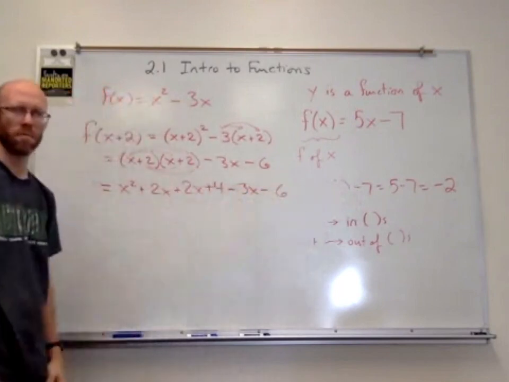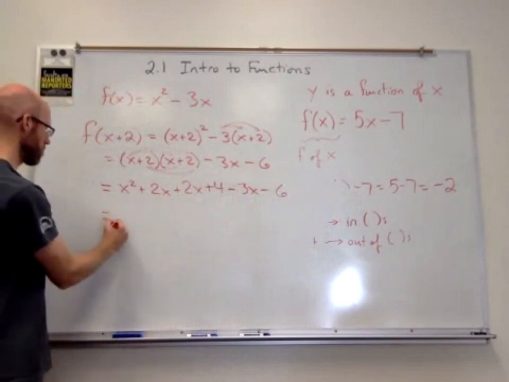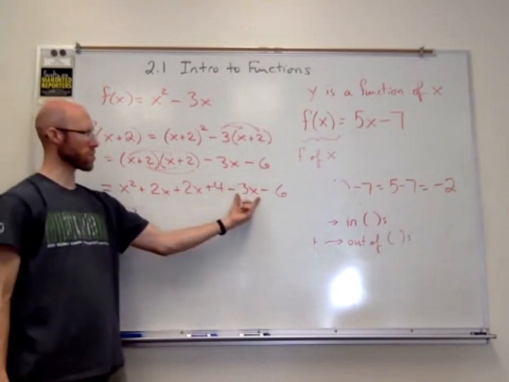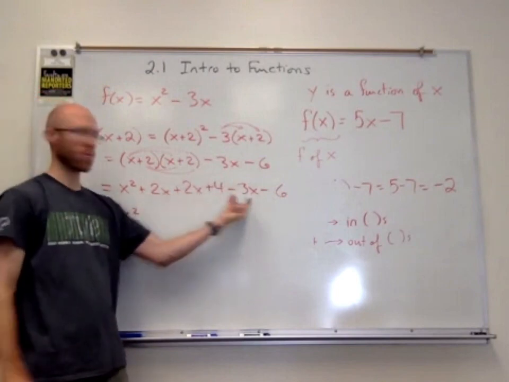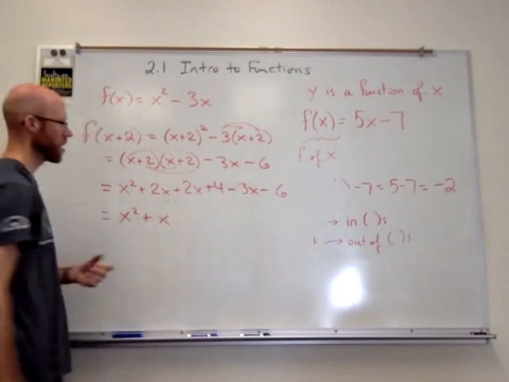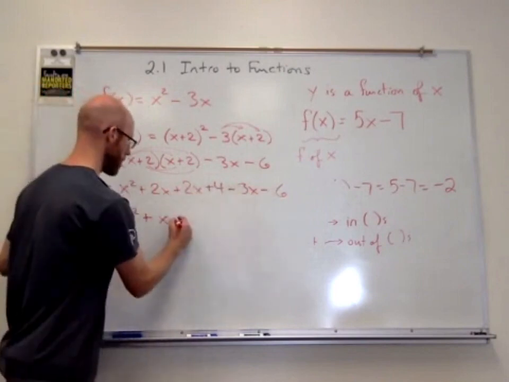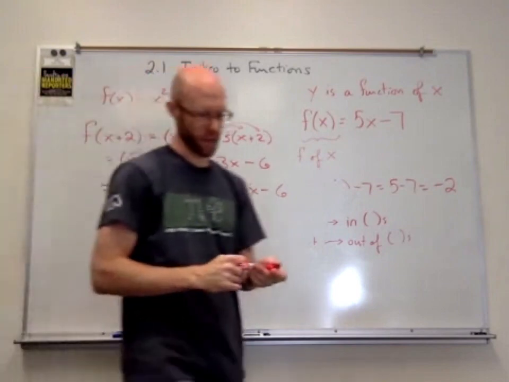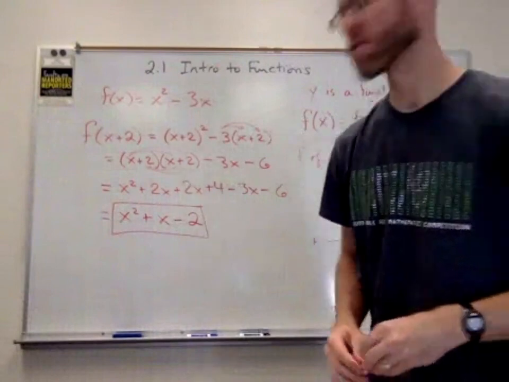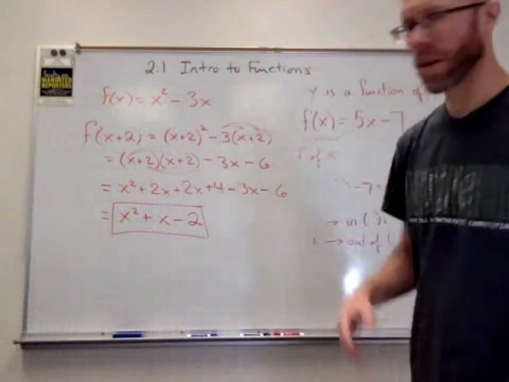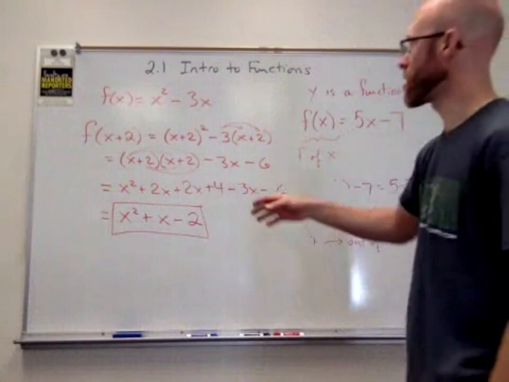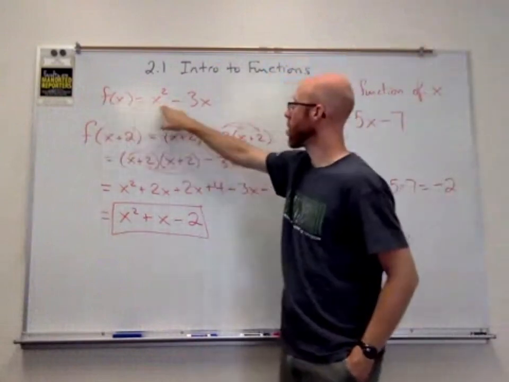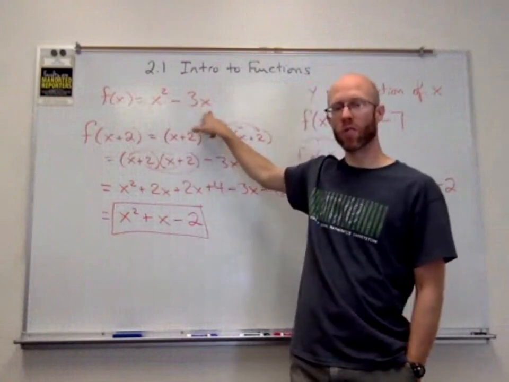So we can combine like terms. x squared is different from everything else. I've got 2x plus 2x, which is 4x, minus 3x, so that's 1x. And then the 4 minus 6 gives me a negative 2. All right, I know I ran through that kind of fast. I'm just trying to get through this before the end of class. But the concept, again, is just whatever is in the parentheses replaces all of the x's in the equation.